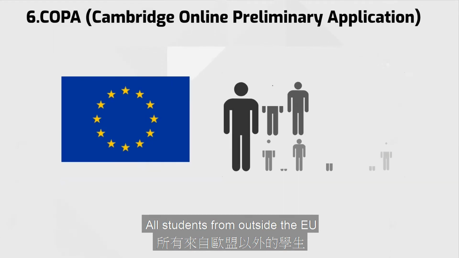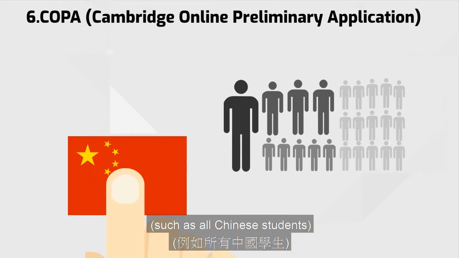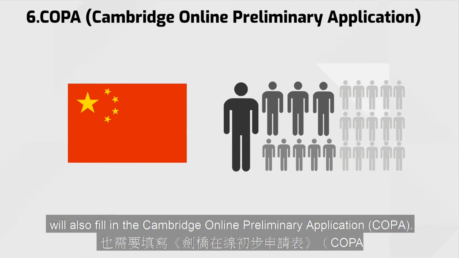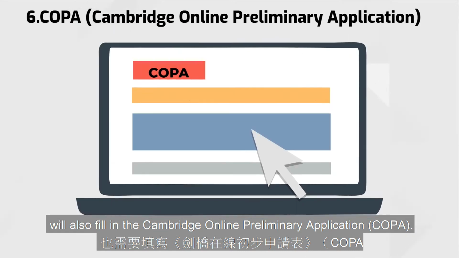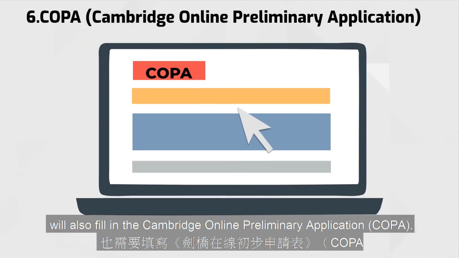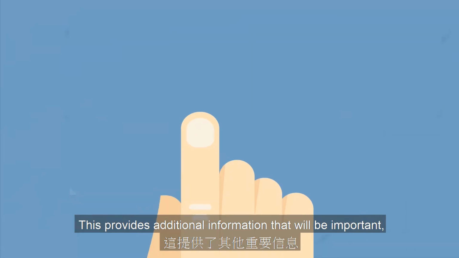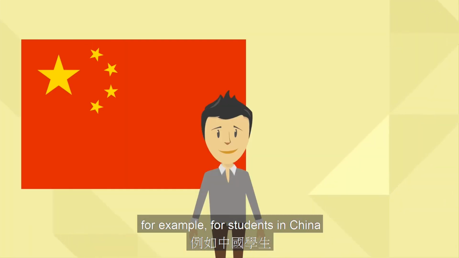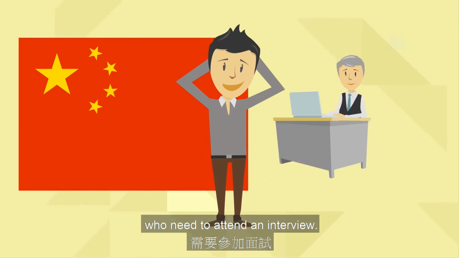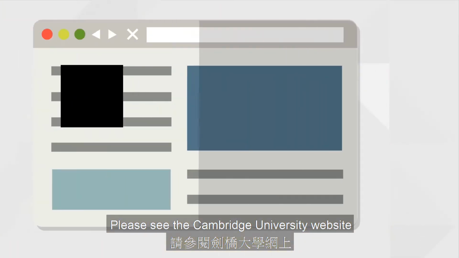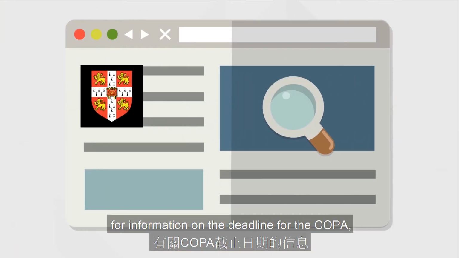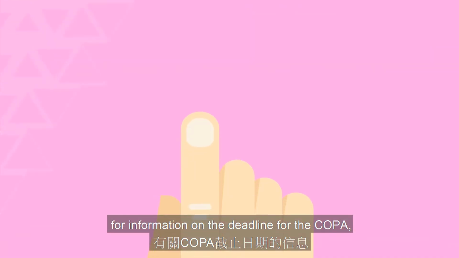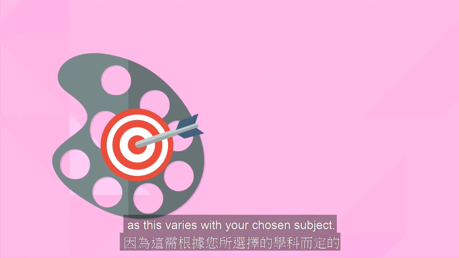6. All students from outside the EU, such as all Chinese students, will also fill in the Cambridge Online Preliminary Application, or COPA. This provides additional information that will be important, for example, for students in China who need to attend an interview. Please see the Cambridge University website for information on the deadline for the COPA, as this varies with your chosen subject.